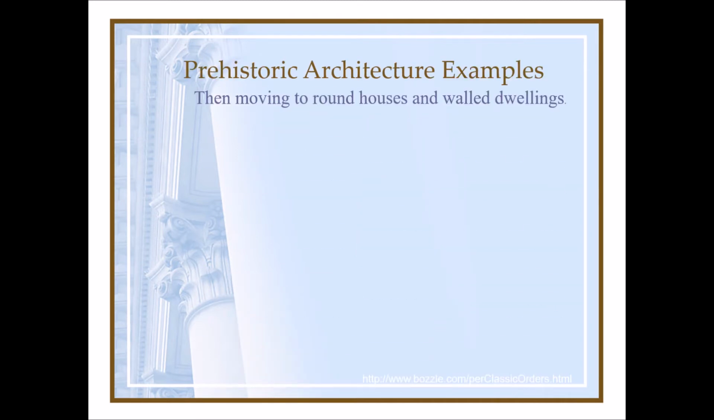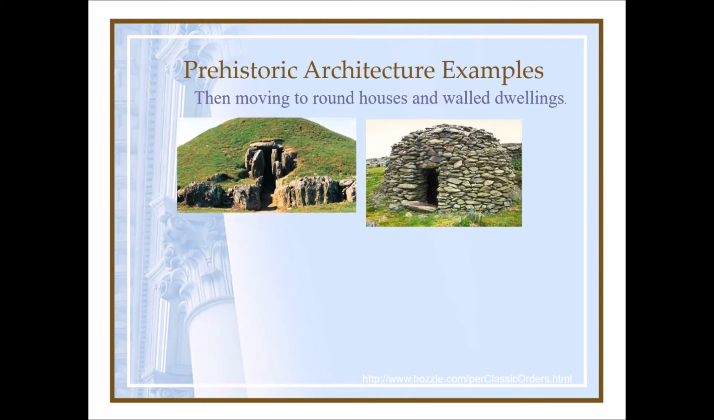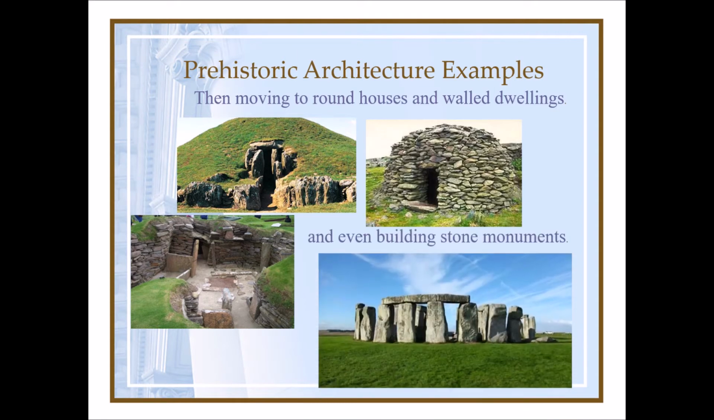So there are prehistoric architecture examples like moving around houses and wall dwellings, like this one. This is an example of prehistoric architecture. Another prehistoric architecture is wall houses and wall dwellings, the earliest. So they built houses from stone. They used whatever they could find in nature and made it cope with that. Some even built stone monuments, which are also called prehistoric architecture.